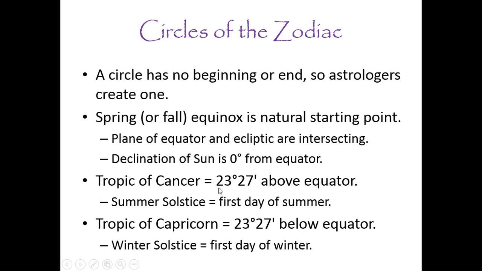Now, the Tropic of Cancer is when the sun's path is 23.5 degrees above the equator. That's what we call the summer solstice, or the first day of summer. Tropic of Capricorn is when the sun's path is 23.5 degrees below the equator, the winter solstice. And as we know, this is what we have experienced right here on planet Earth.